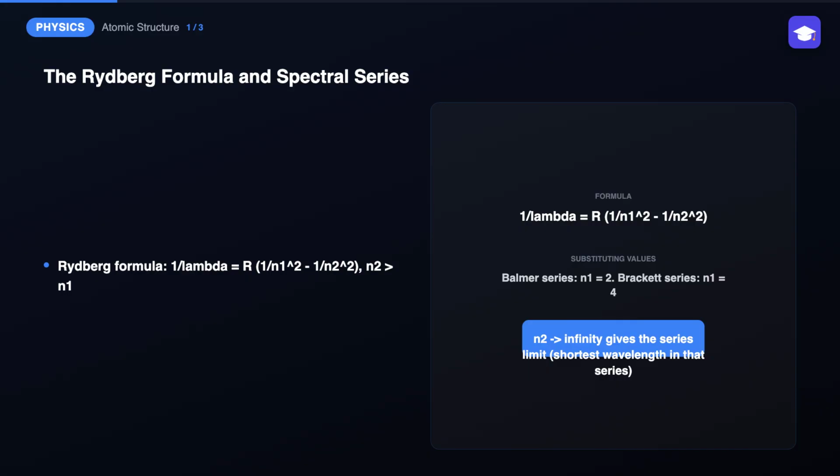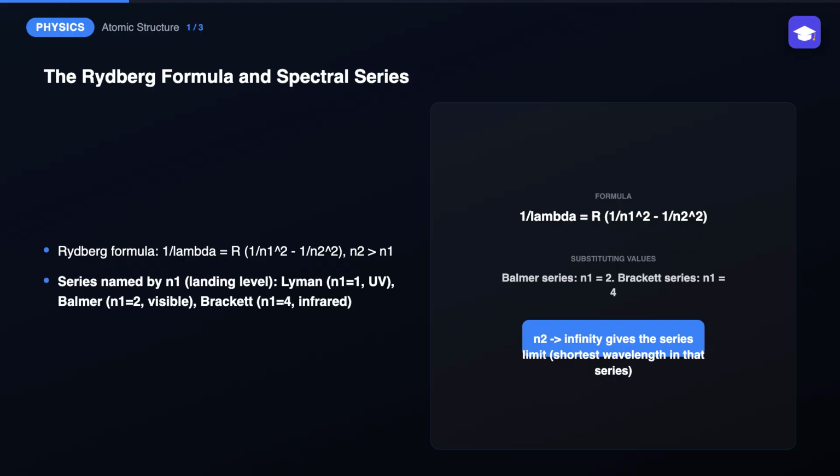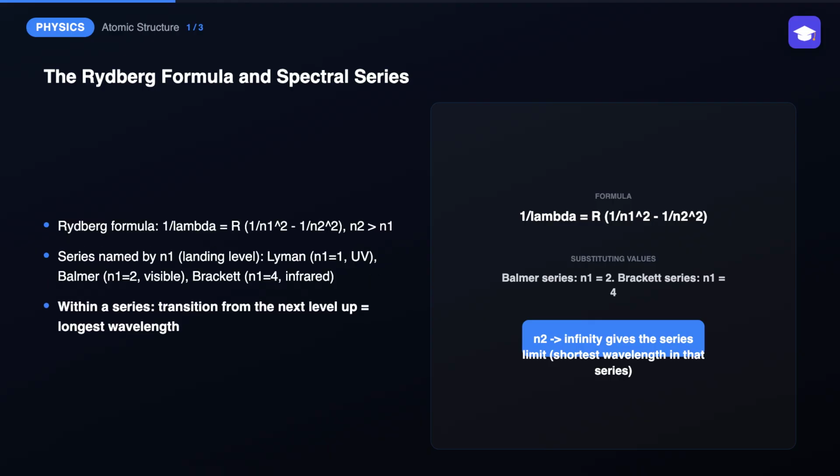1 over lambda equals R, the Rydberg constant, times the quantity 1 over n1 squared minus 1 over n2 squared, where n1 is the lower energy level the electron lands on, and n2 is the higher energy level it started from, with n2 always greater than n1. Different spectral series are named according to which lower level, n1, the electron lands on.